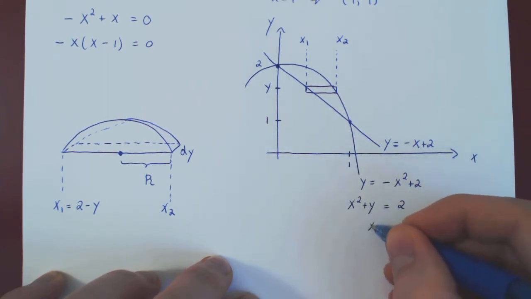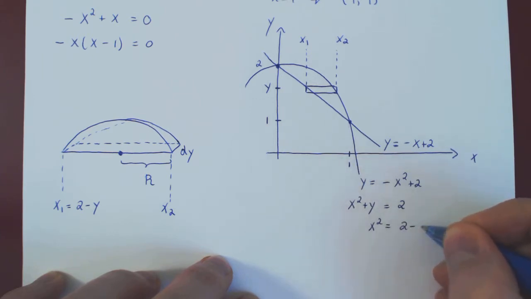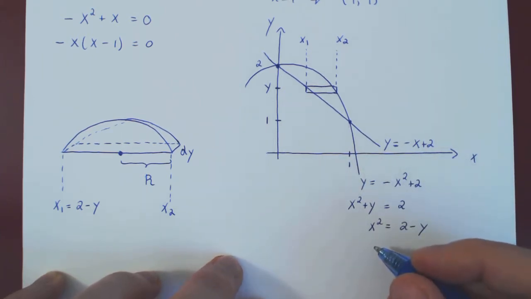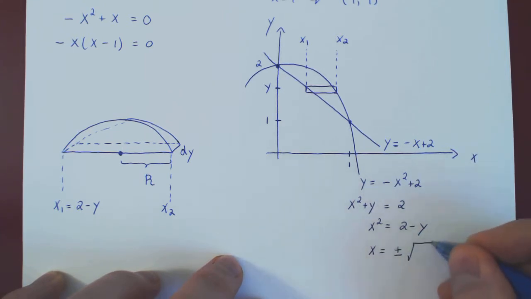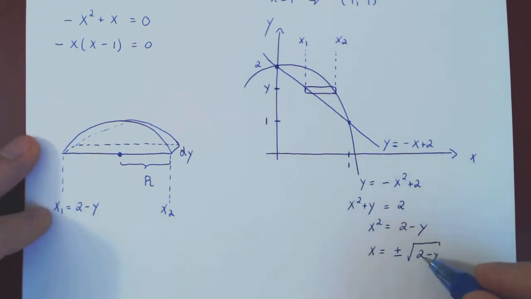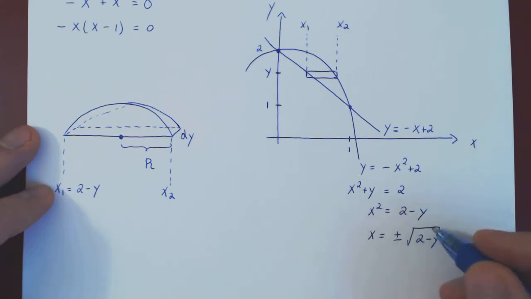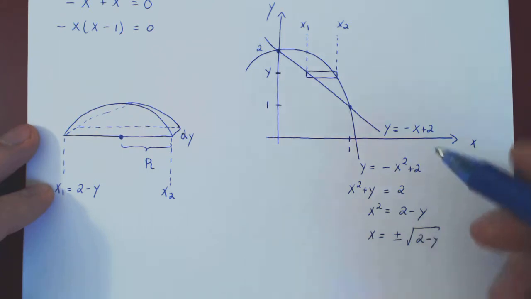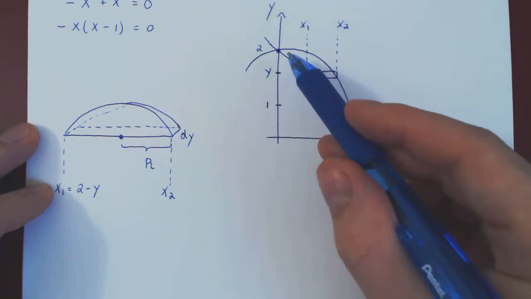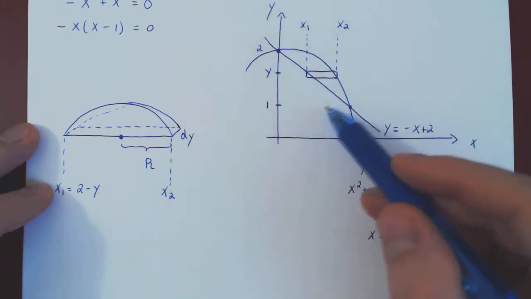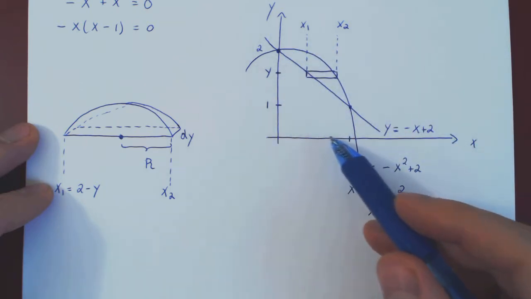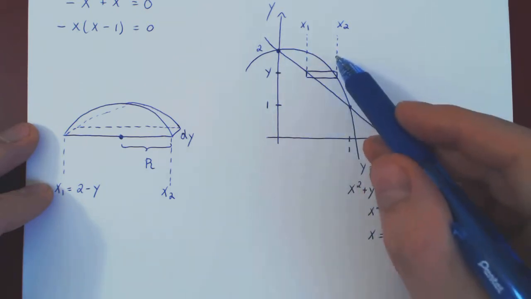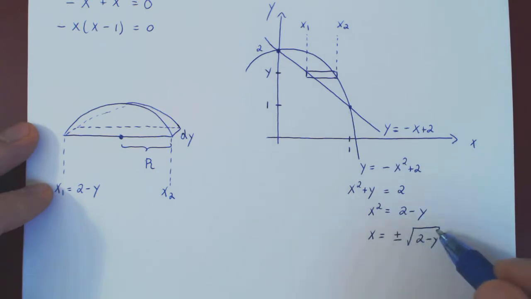Subtract y, so x squared equals 2 minus y, and now there are two solutions. x is either plus or minus the square root of 2 minus y. And which one do we take? Do we take the square root of 2 minus y or the negative of the square root of 2 minus y? Well, look at our region. Our region lies in the first quadrant of the xy plane, where the x values are non-negative. So we must take the positive of the square root of 2 minus y.